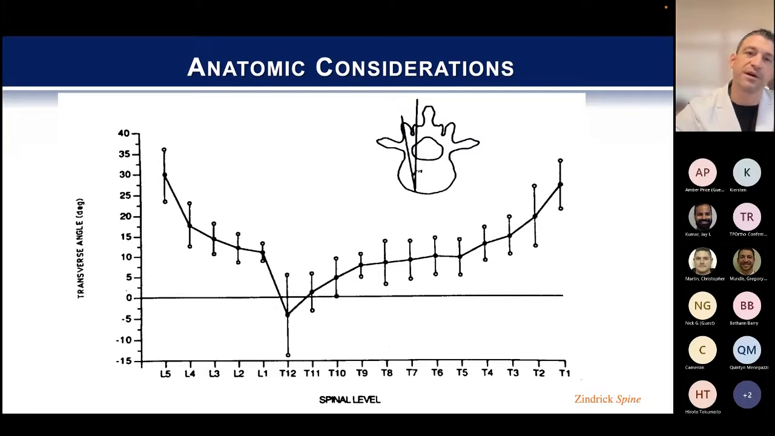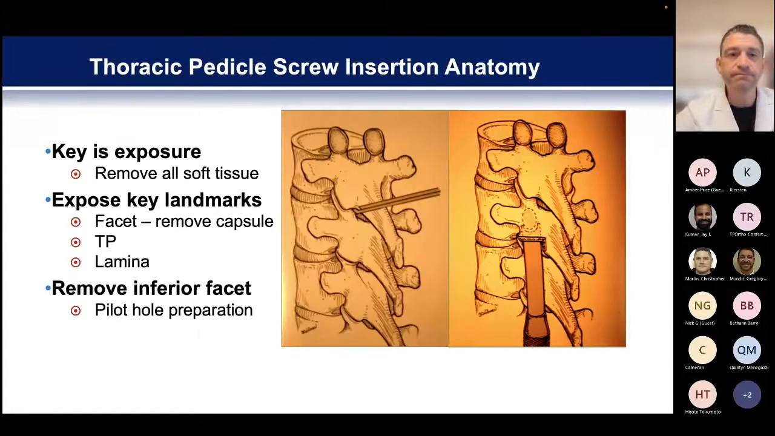Same thing with like L5 or T1. It's pretty hard to miss medial because you have to be at a crazy angle, and usually at L5 you can't even get to the angle to miss medial because it's so hard to get your hand to go out lateral like that unless you're doing it minimally invasive. So again, exposure is key.